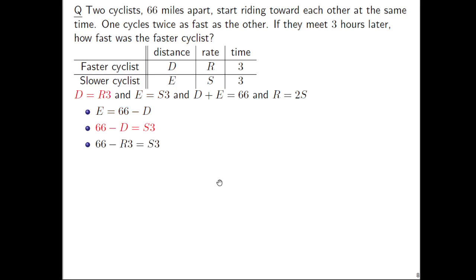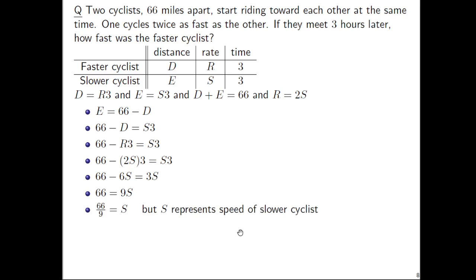Now, note that if we take the equation that we just wrote, 66 minus d equals s times 3, we can replace d with r times 3 from the first equation. So now we'll have 66 minus r times 3 equals s times 3. And then finally, we can replace r with 2 times s. So we'll have 66 minus 2 times s times 3 equals s times 3. Simplify a little bit: 66 minus 6s equals 3s, and then add 6s to both sides, so you have 66 equals 9s when you have collected like terms on the right side. Divide both sides by 9. 66 over 9 equals s.